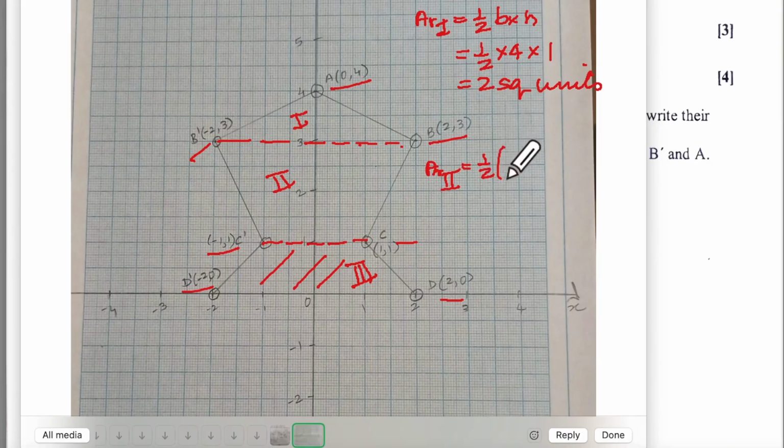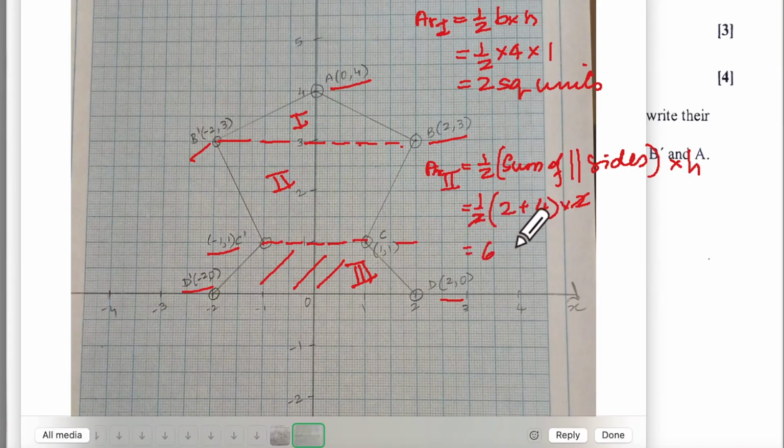Then area 2. Isn't it a trapezium? So it will be half sum of parallel sides multiplied by h, correct? So half into bracket, this is 2 units. Can you see? 1 unit, 1 unit, 2 units. This will be how much? 4 units. And how much is this height? 1 unit, 2 units. 2 and 2 got cancelled, and you have 6 square units.